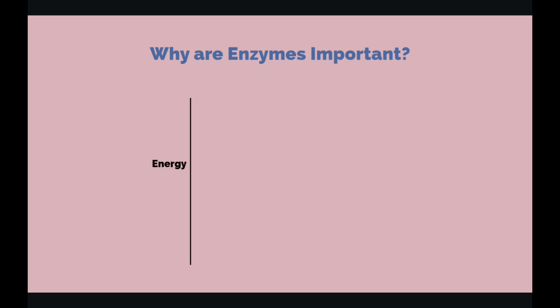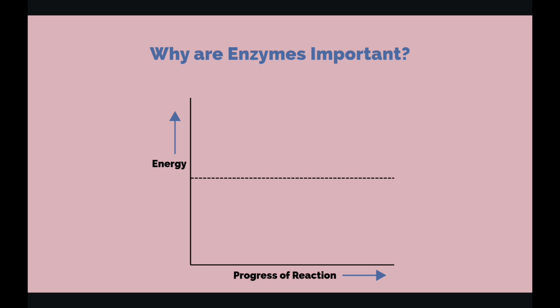First, the y-axis describes energy. The higher the energy on the y-axis, the more energy is required. Meanwhile, on the x-axis, the progress of reaction is described. When a dotted line is placed on the graph, the energy on the y-axis above the dotted line describes energy absorbed, while the energy below the line describes energy released.